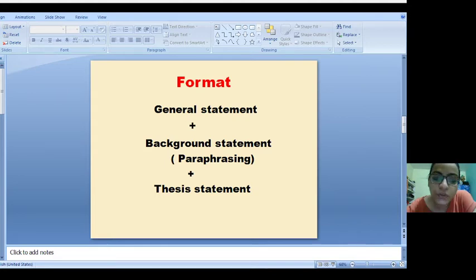So that's your format for writing the introduction. General statement followed by background statement and a thesis statement. What are these things? Let's learn.